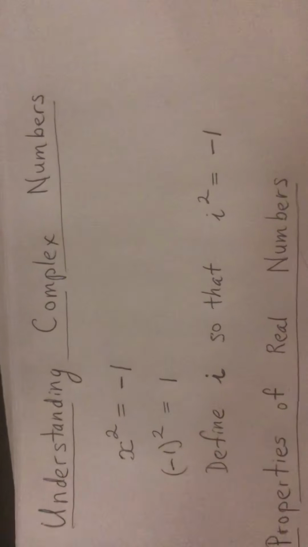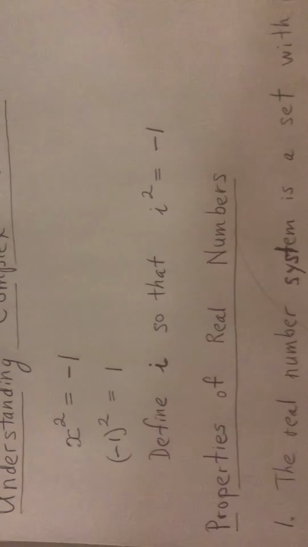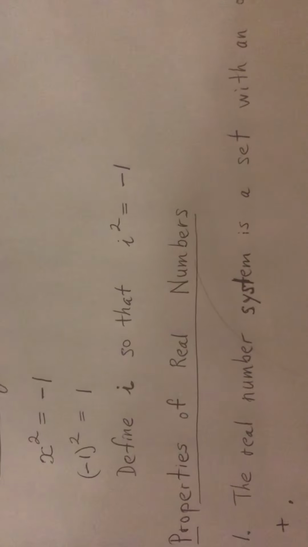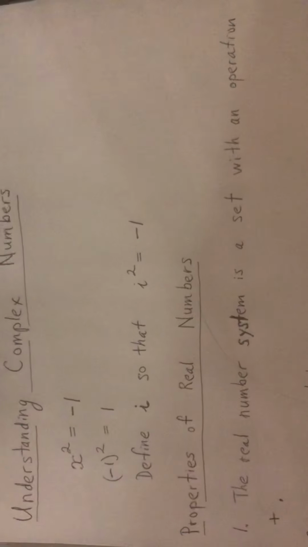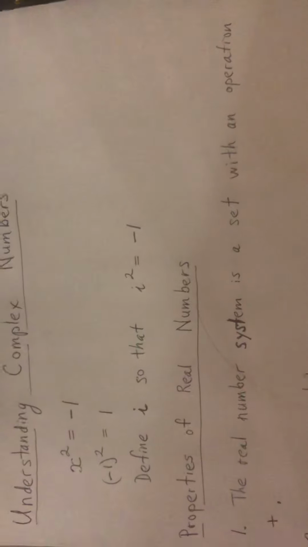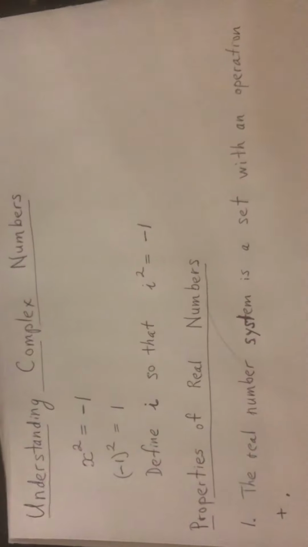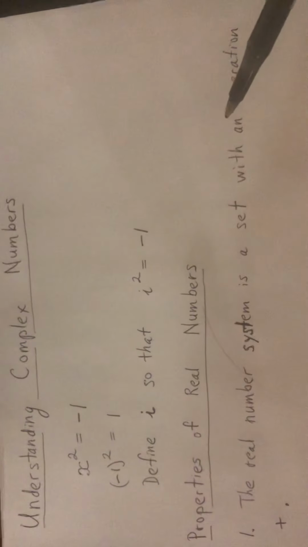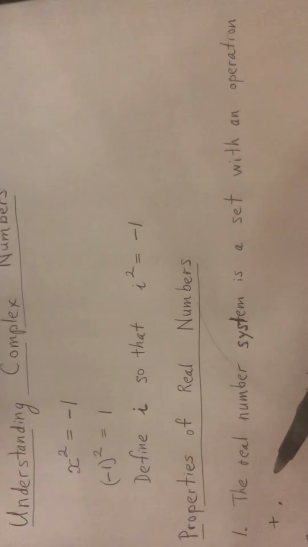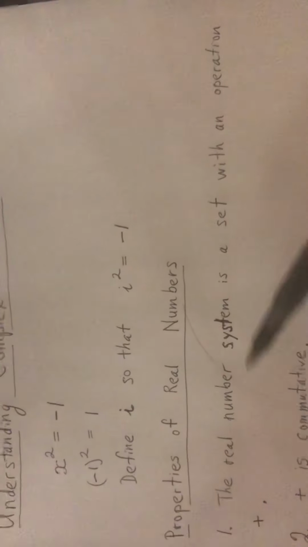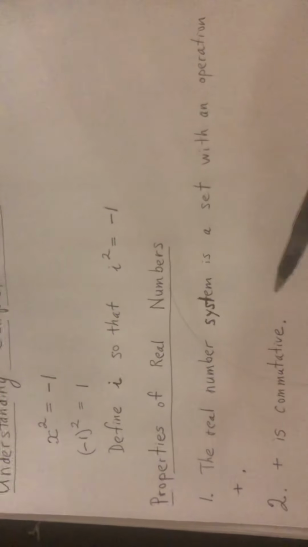All right, so let's go back and just think about a real number. So we have properties of real numbers. 1, the real number system is a set with an operation plus. A real number is any number that can be represented on the real number line, and an operation, for our purposes, is going to take two elements of that set of the real numbers and return an answer in that system of real numbers. So the real number system is a set with an operation plus. Property 2, plus is commutative.